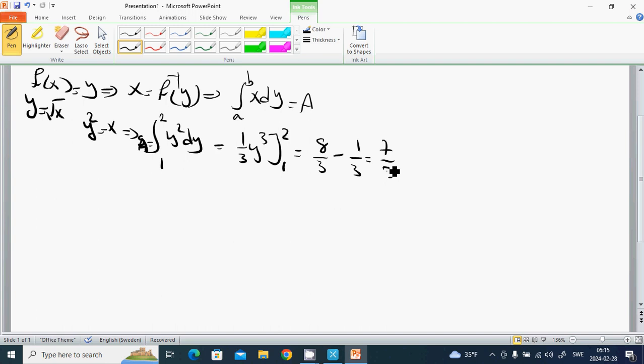Now we are going to calculate the volume. The volume of a function circulated around the x-axis is pi times the integral from a to b of y^2 dx.